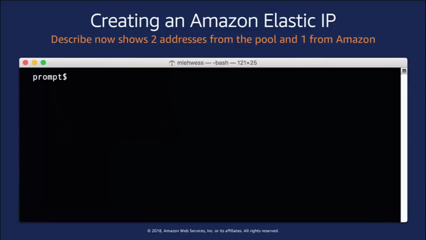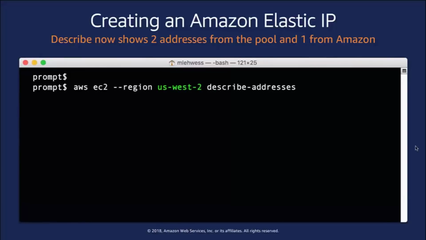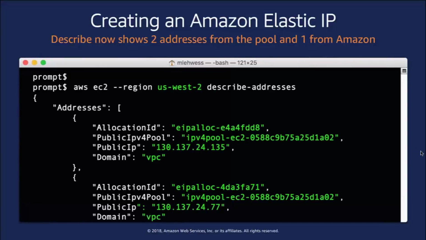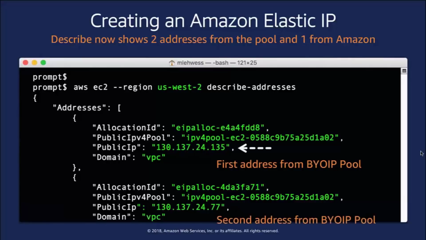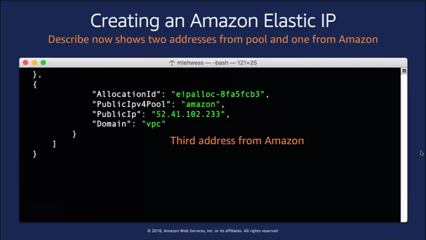So now, if we wanted to describe the Elastic IPs that we have, we're doing the describe addresses command for region US West 2, and you'll see here we've got the first address that we allocated earlier, so that's the random address that we allocated. We've got the second address from the BYO pool, again that's the specific address. And then lastly we've got the Amazon address that we allocated earlier. So you'll see there's 3 Elastic IPs that we've actually allocated now.